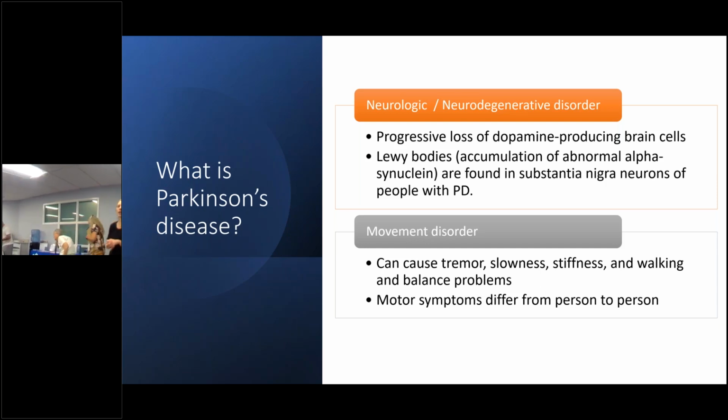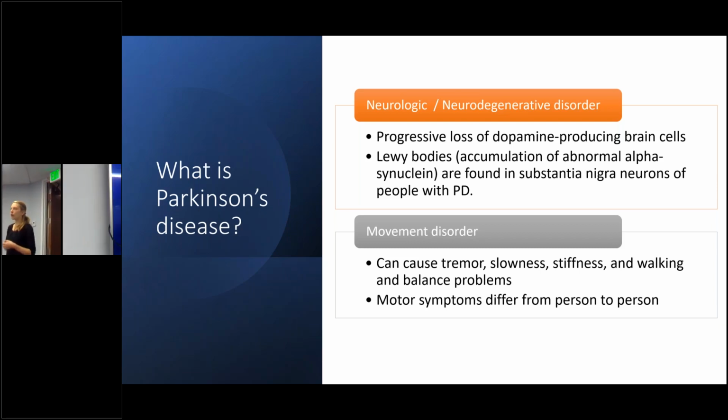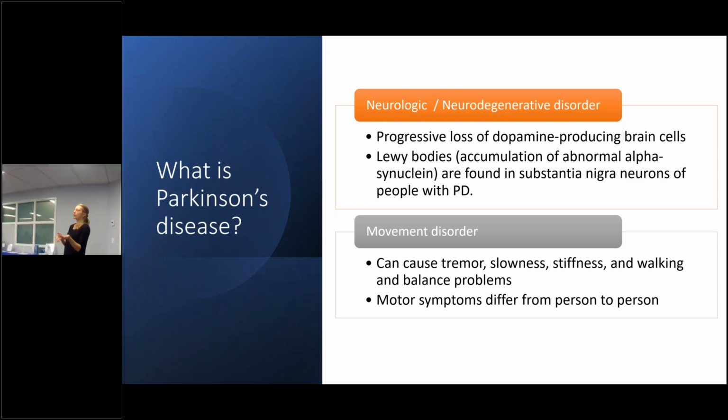And what happens if it is produced in a manner that you can't recycle it, it will accumulate. And then it will get in the way of normal brain cell functioning, and it will cause cell damage and cell death, okay? And so what was a normal protein is now a protein that has got in the way and caused cell death.